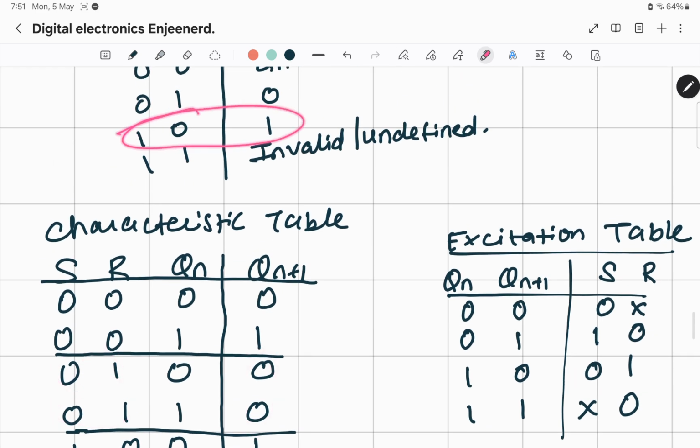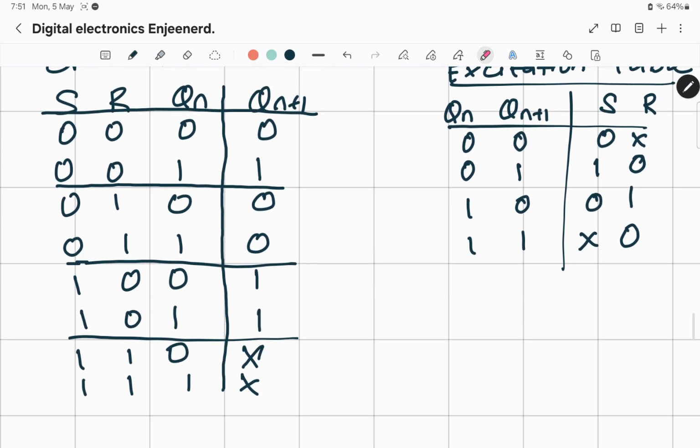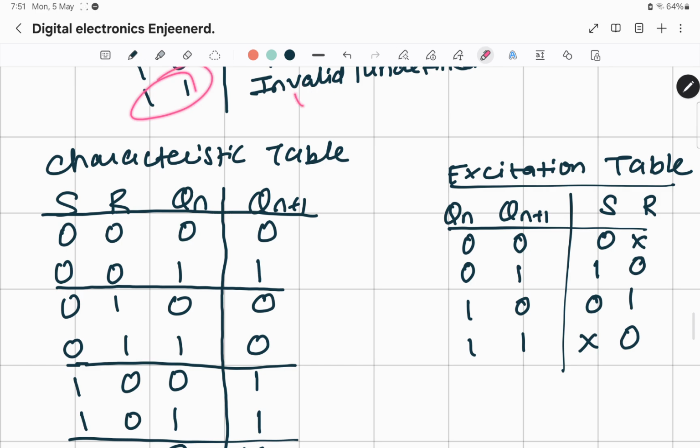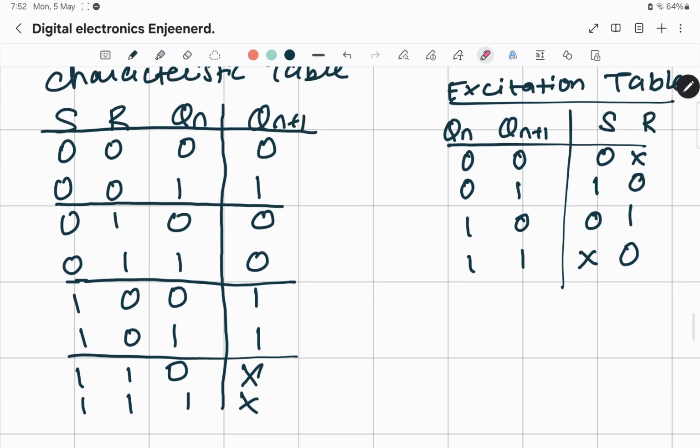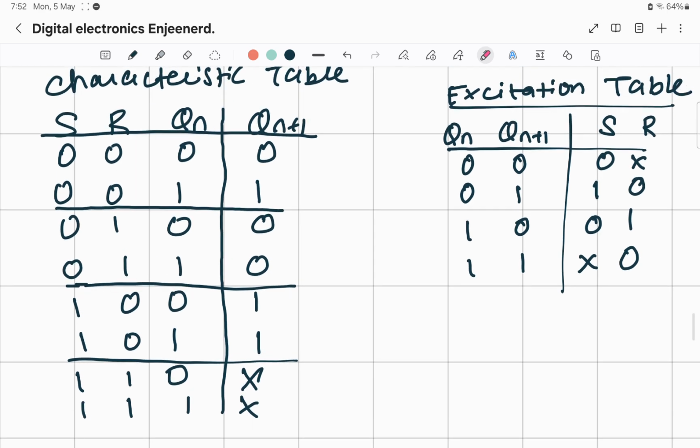For 1, 0, my output is 1. I do not even have to look at the present state. For 1, 0, straight away it is 1, in both conditions. And for 1, 1, it is an invalid state. So for 1, 1, we will write invalid state, which does not exist. So this is how I have written the characteristic table.